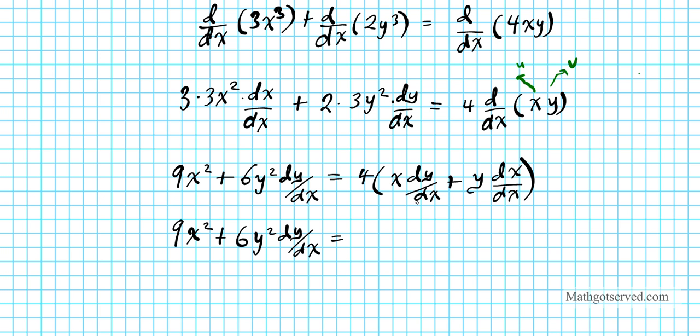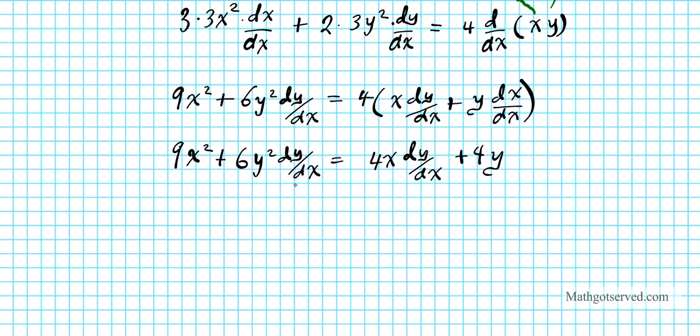equals, I can now distribute this 4 to this first term. I have 4x dy/dx. dx/dx just divides out to 1, right? So it's going to be plus 4y. All right, now we need to find the slope, which is dy/dx. So the goal is to isolate dy/dx.